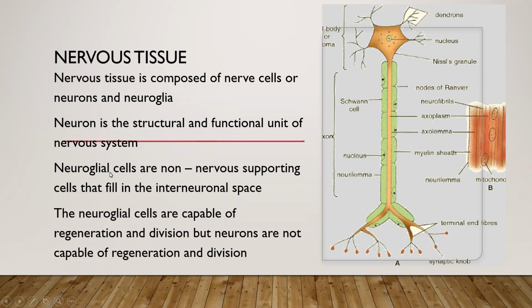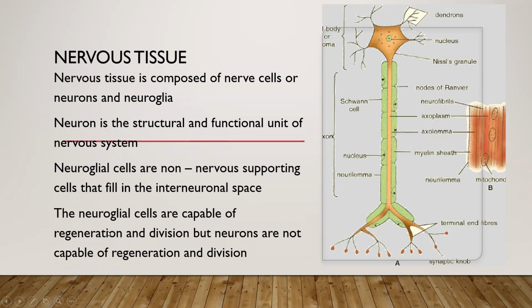What are neuroglial cells? Neuroglial cells are non-nervous supporting cells that fill in the interneuronal space. That means they are just supporting cells. They are not involved in any kind of response, but they fill up the interneuronal space. Interneuronal space means what? This is one neuron, there may be another neuron, and many neurons are present in our brain. The gap between two neurons is called the interneuronal space, and that is where the neuroglial cells are present.